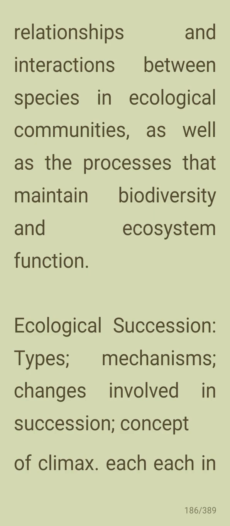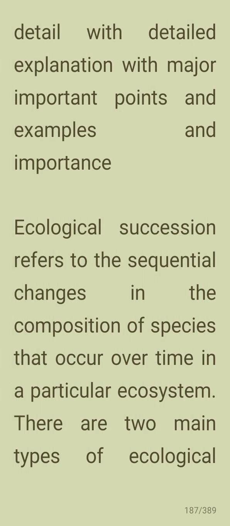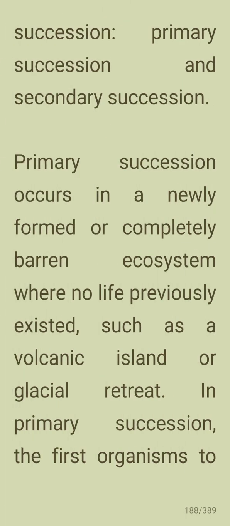So, next topic, ecological succession. Ecological succession refers to the sequential changes in the composition of species that occur over time in a particular ecosystem. There are two main types of ecological succession: primary succession and secondary succession. Primary succession occurs in a newly formed or completely barren ecosystem where no life previously existed, such as a volcanic island or glacial retreat.